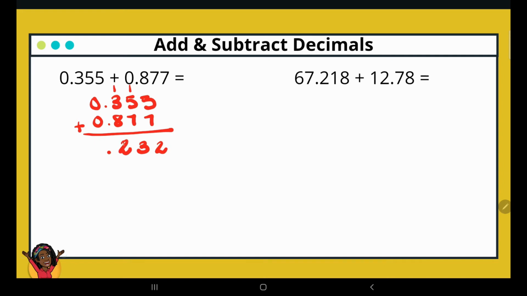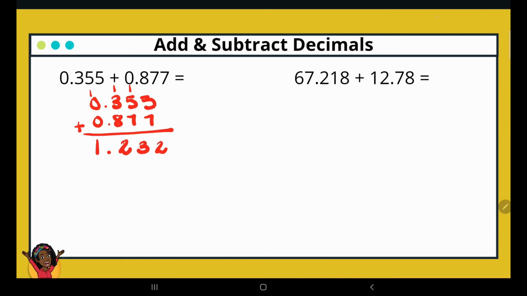Now, just like I would with any other problem, I'm writing the 2, and I'm going to carry the 1 over to my next section. 0 plus 0 is 0, plus 1 is 1. So the sum of 0.355 plus 0.877 is 1.232.